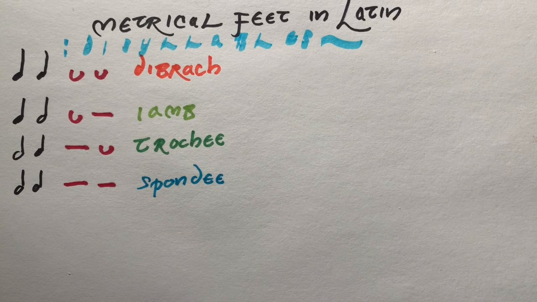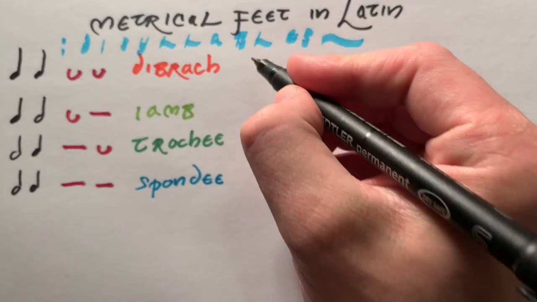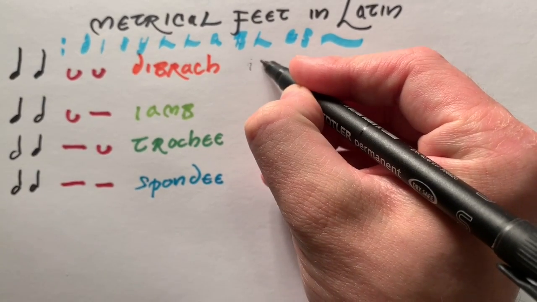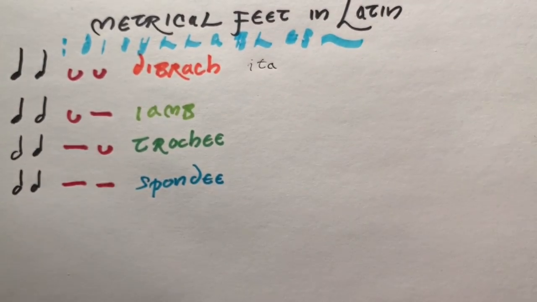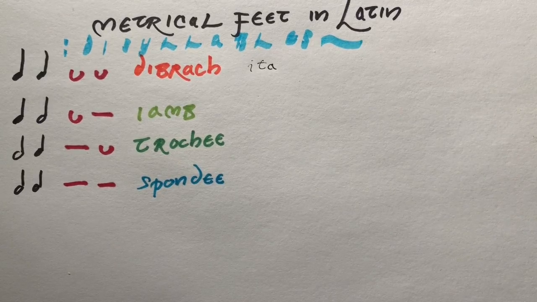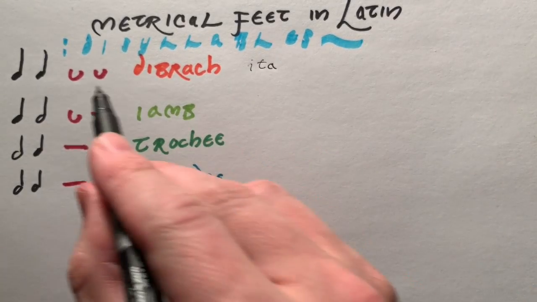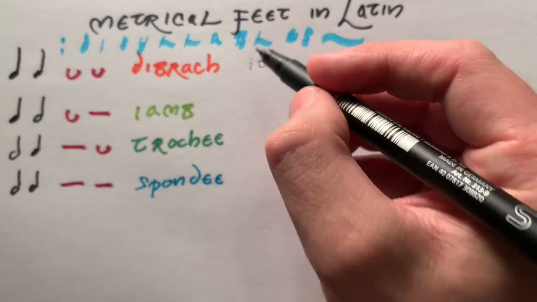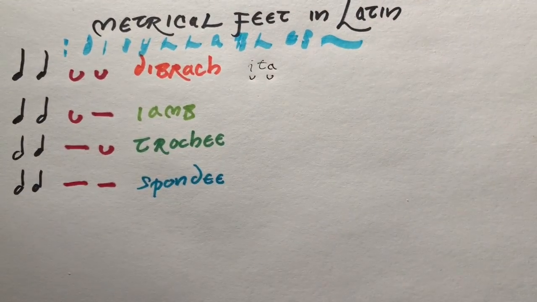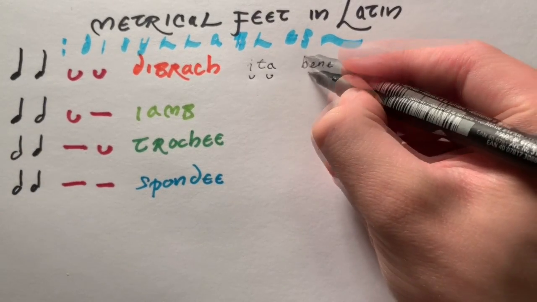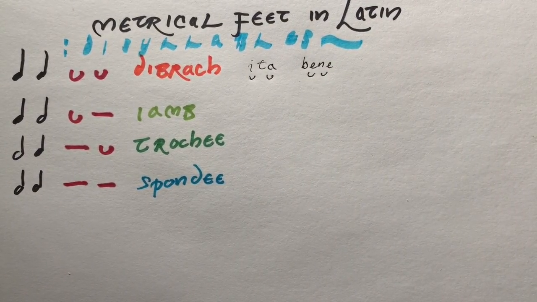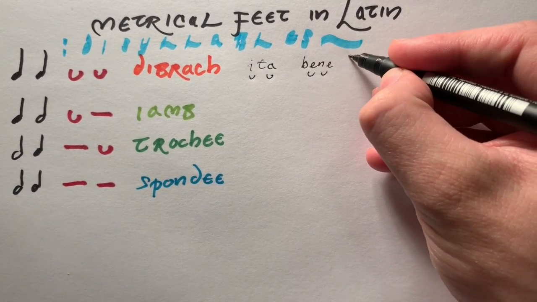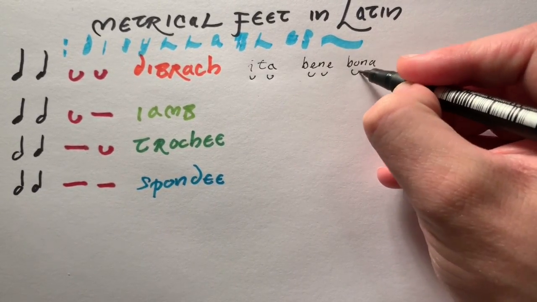So let's look at some words in Latin which actually have these particular rhythms. Let's find a word in Latin that is a dibrach. One that's very common, the word ita, which means thus or so, ita. Short, short. We can even mark the duration of each syllable underneath it. Ita, short, short. What are some other words like that? Bene.